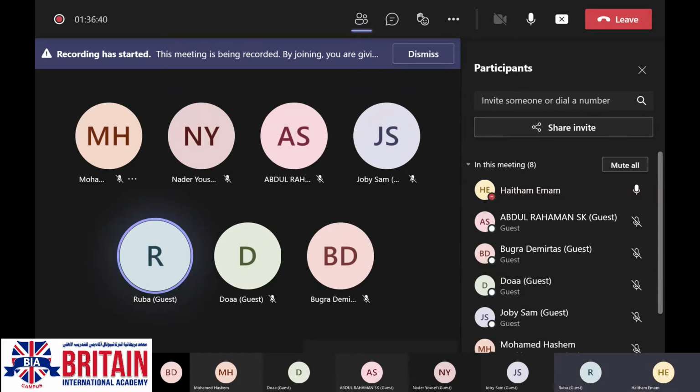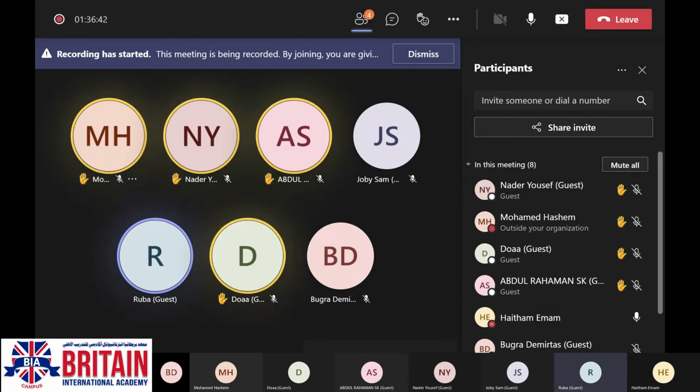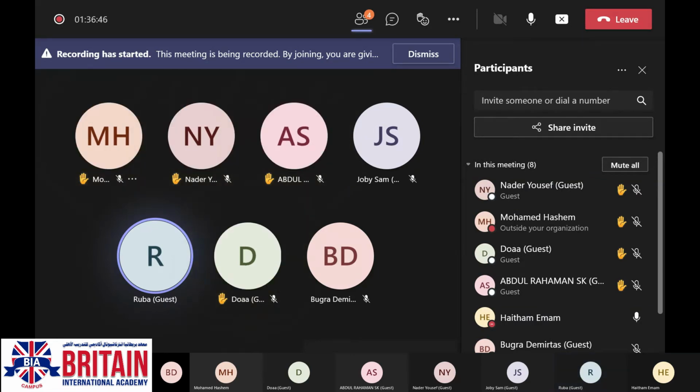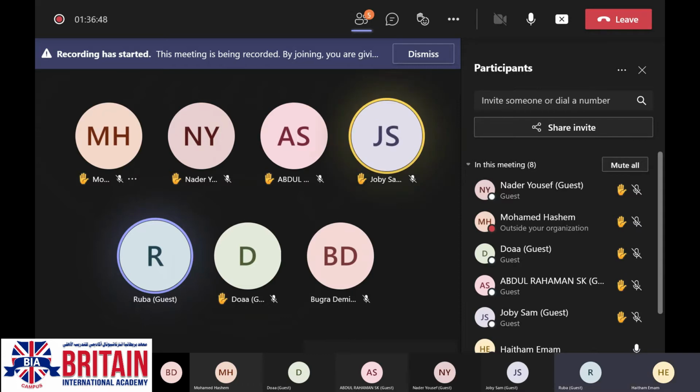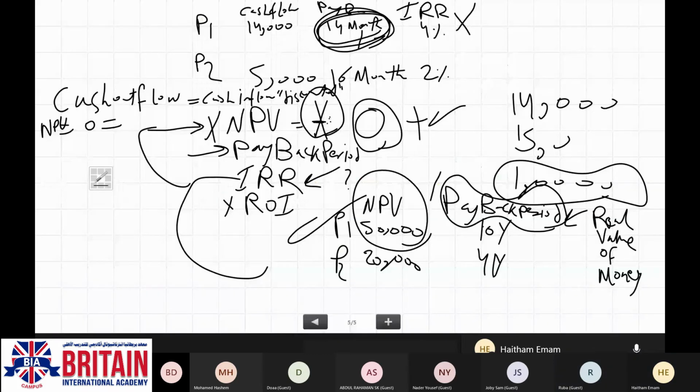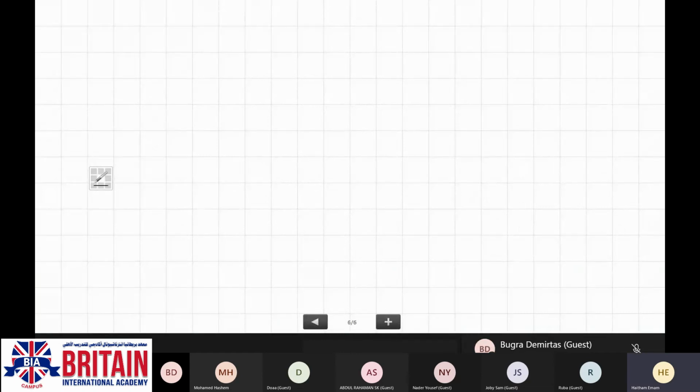Haitham, please, can we put them in sequence, from the most important to the least important? Okay, the comparing. When it comes to the NBV, it is equal to the ROI in importance.